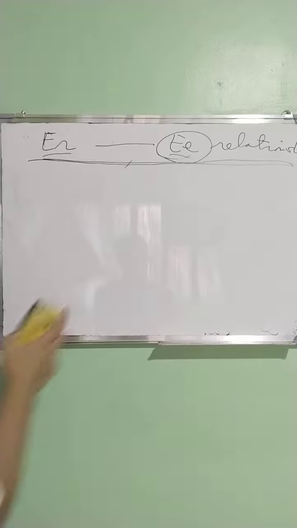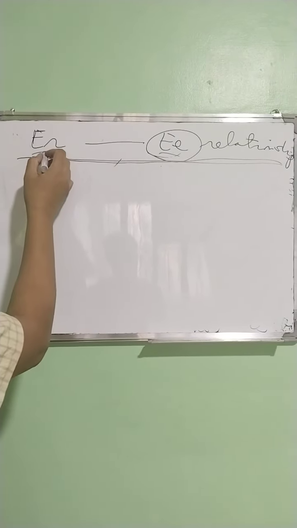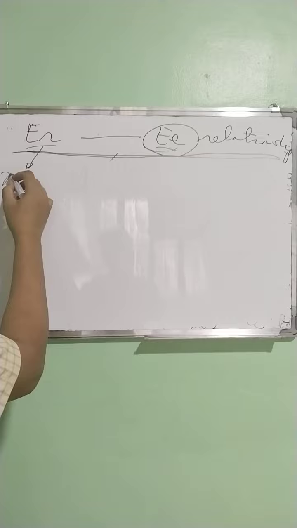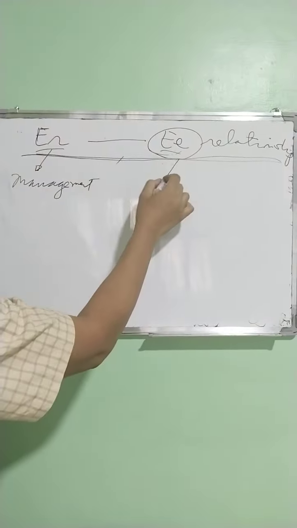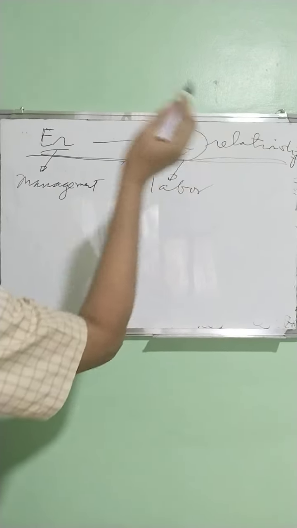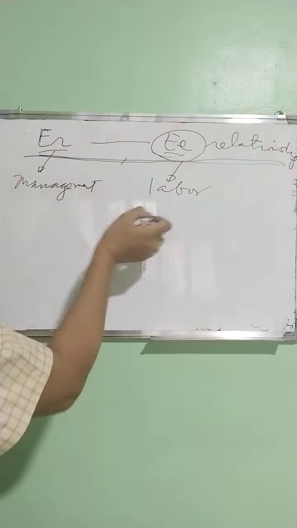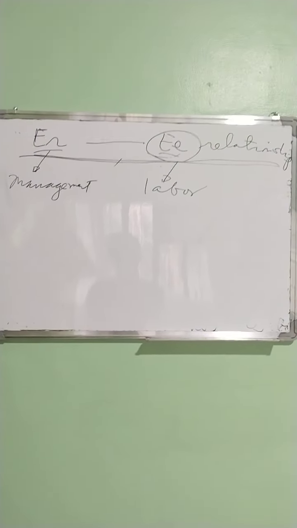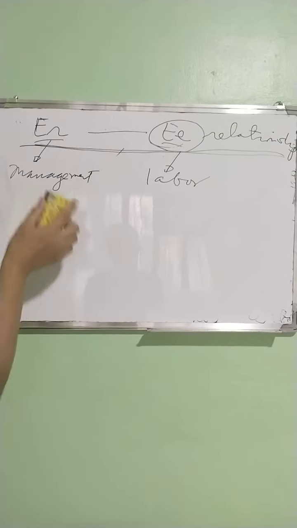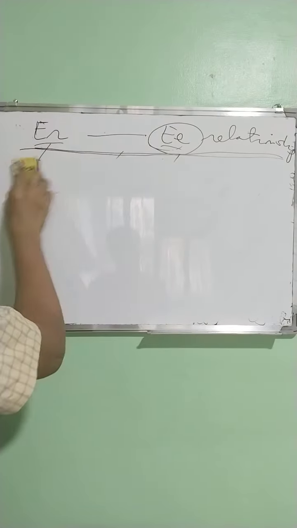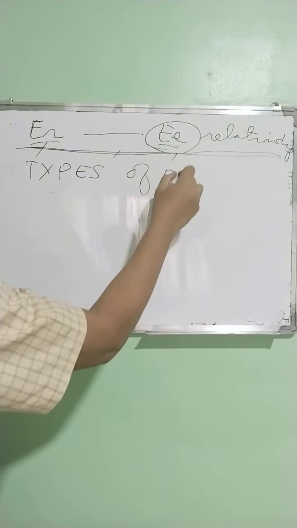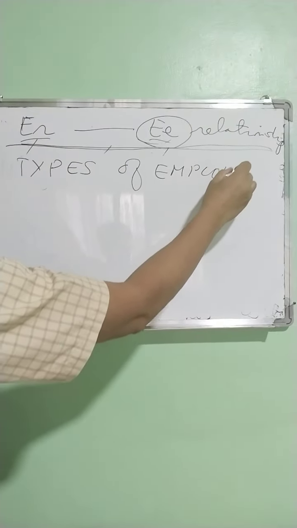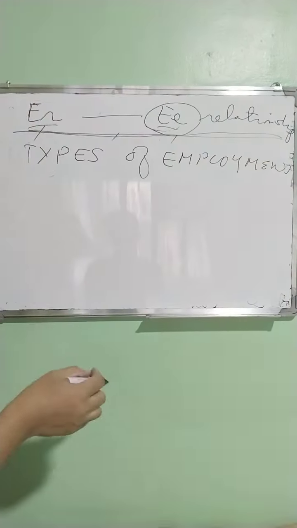Now, we talk about employer-employee relationship. Usually when we talk of the employer, we talk about the people in management. And when we talk about employee, of course, we are talking about the labor force. Anyone who is under the employ of the employer is the employee. Now, there are different types of employment, so we have to discuss that, so that we could move on to a different topic next time.